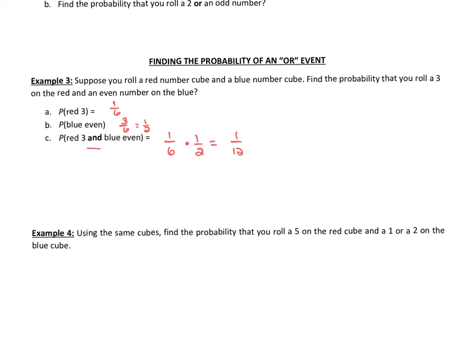If we use the same cubes and find the probability that you roll a 5 on the red cube and a 1 or a 2 on the blue cube. All right, pause here and try that. So hopefully we came up with the probability of a 5 was 1 in 6. And on the blue cube, a 1 or a 2, well, that's 2 out of 6. And then we multiply them together to find 2 out of 36, which would be a 1 in 18 chance.